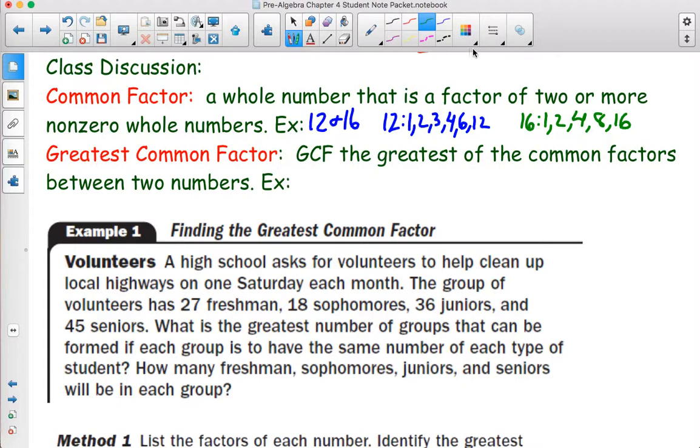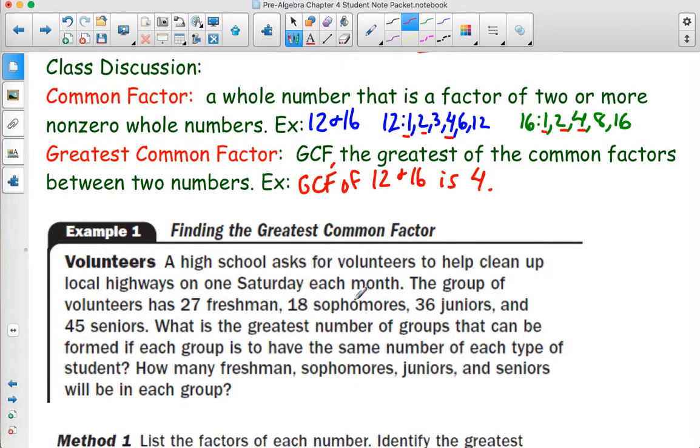Now I want to find common factors. Common factors are factors that they have in common, ones that they share. Well, they share 1, they share 2, they share 4, and that's it. They only have 3 common factors. The greatest common factor, the GCF, between two numbers is the largest of them. So for 12 and 16, the GCF of 12 and 16 is 4. It's the largest one that they have in common. So that's how I can find the greatest common factor between two numbers: I can just list them and then look for the biggest one in the whole group.